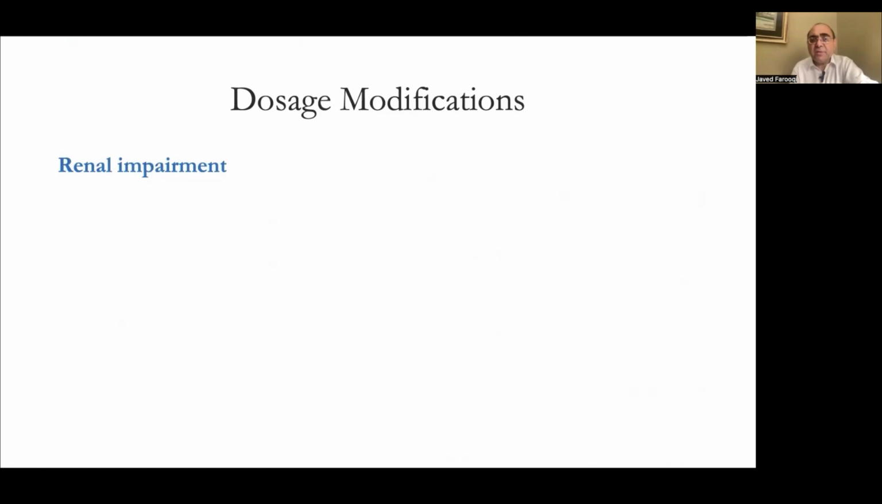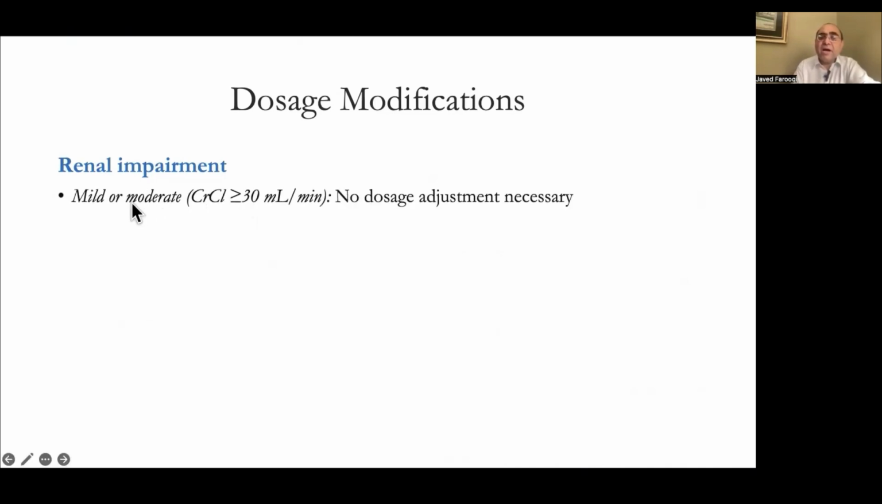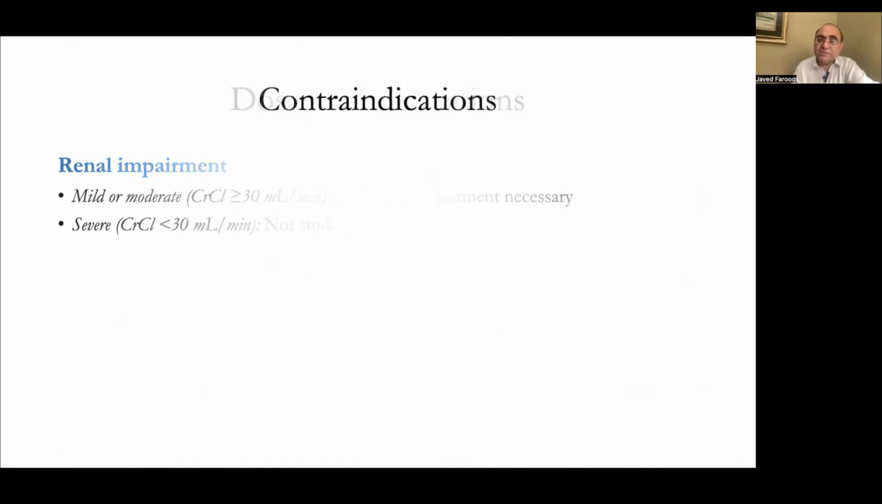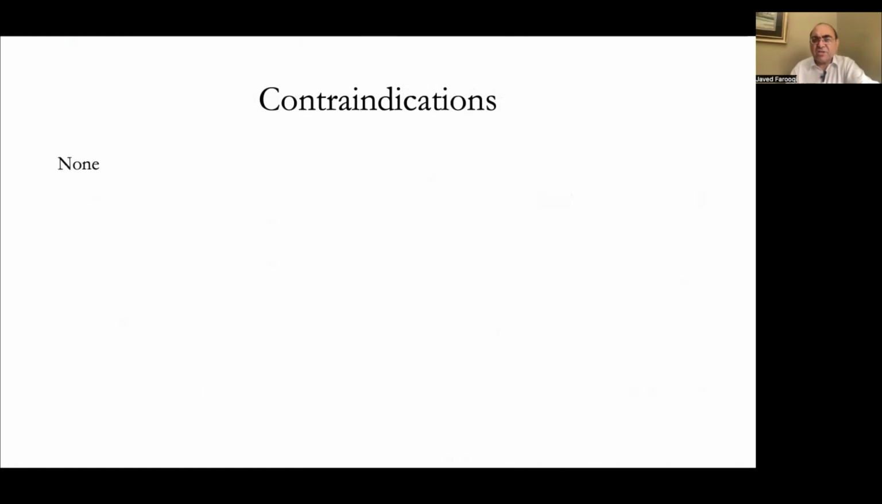What about renal impairment? In mild to moderate renal impairment, that is creatinine clearance 30 or more than 30, no dosage adjustment is necessary. And for severe renal impairment where creatinine clearance is less than 30, it is not studied, so don't use in such cases. What are the contraindications? In fact, there are no known contraindications except if there is any hypersensitivity.